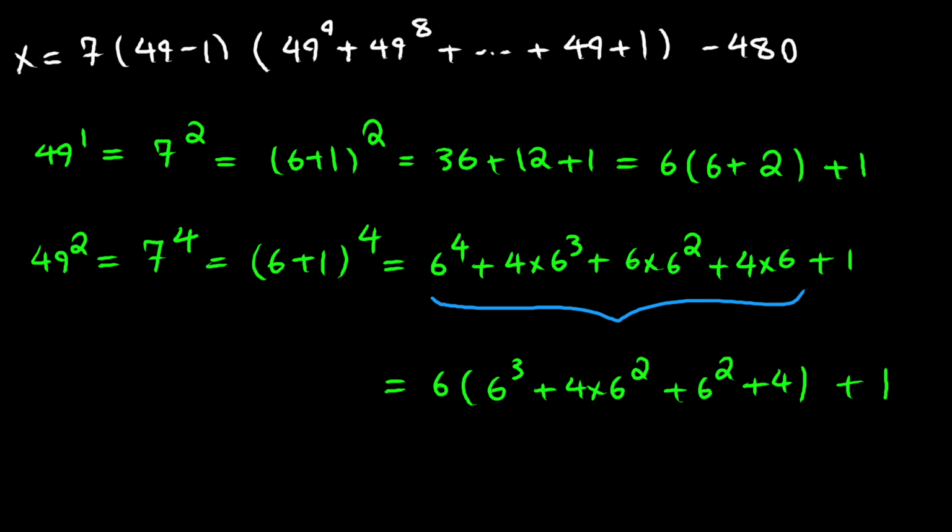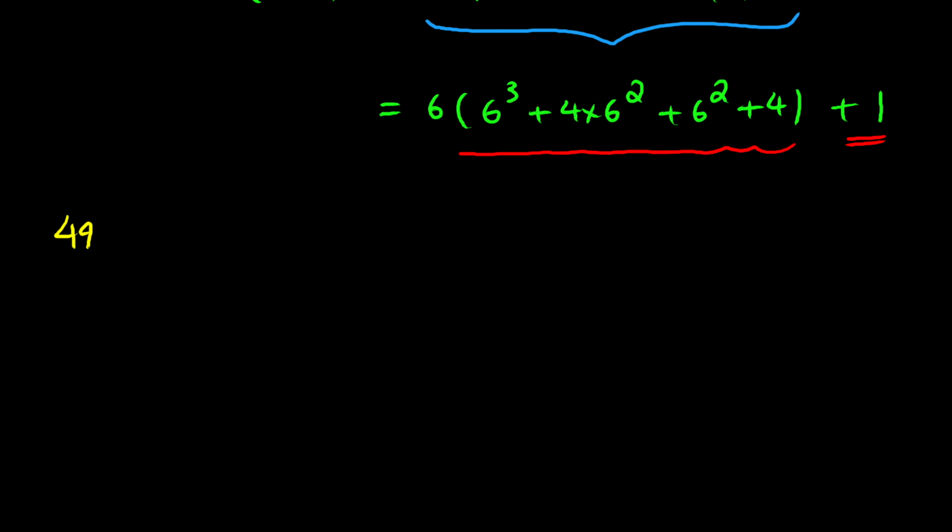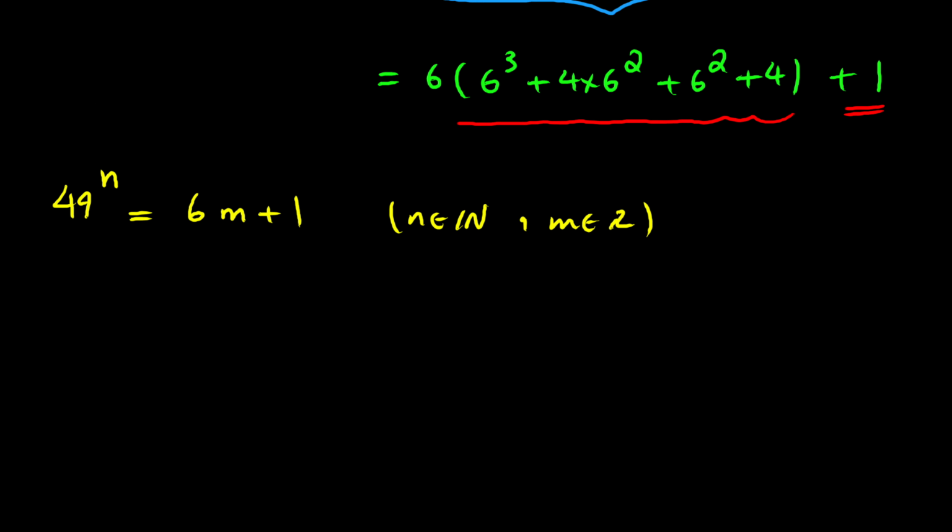Now, these two expressions have one thing in common, and that is that we have them in the form of 6 times some integer and then plus 1. In fact, we can say that 49 to the power of any natural number like n can be expressed as 6 times an integer like m and then plus 1. So n is a natural number, and m is an integer. And this can be easily proven by induction.